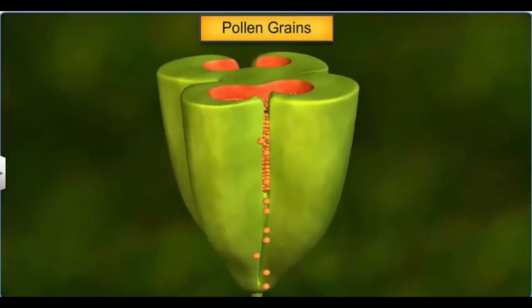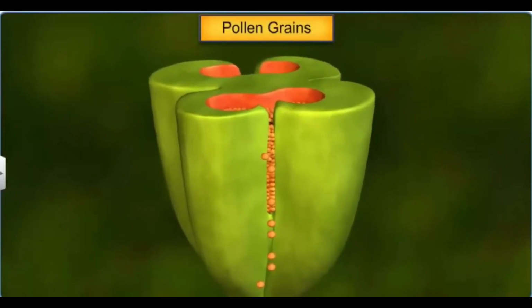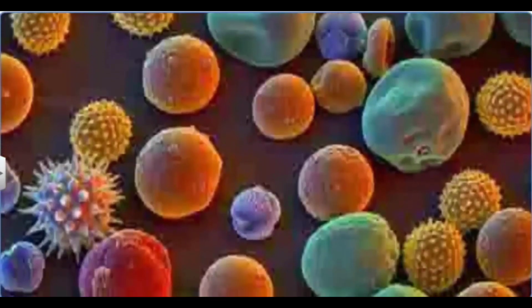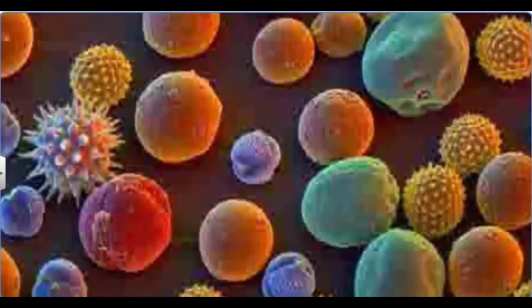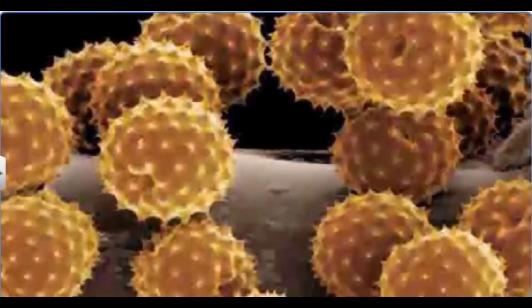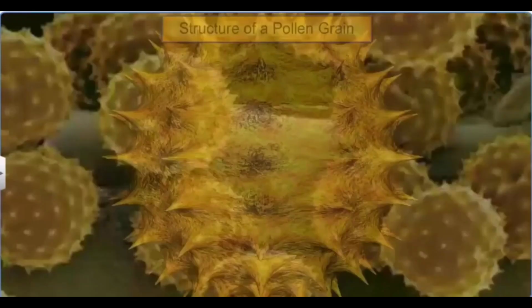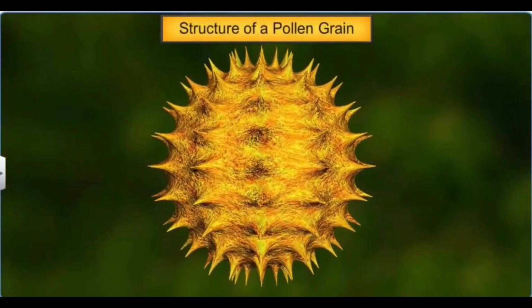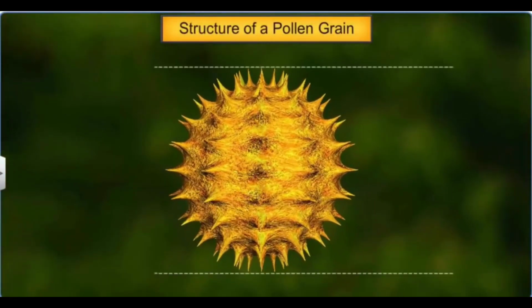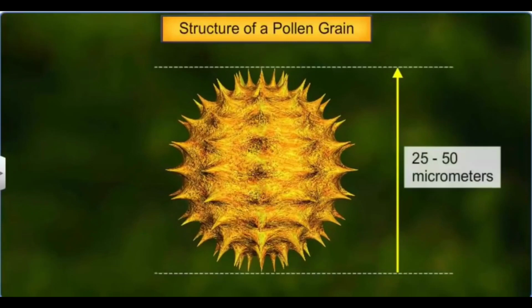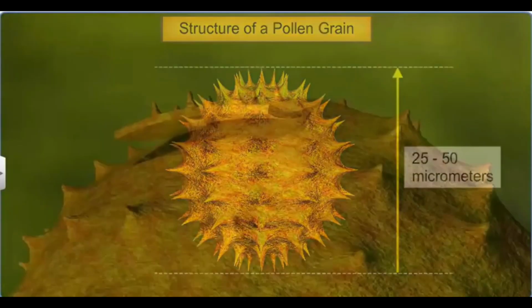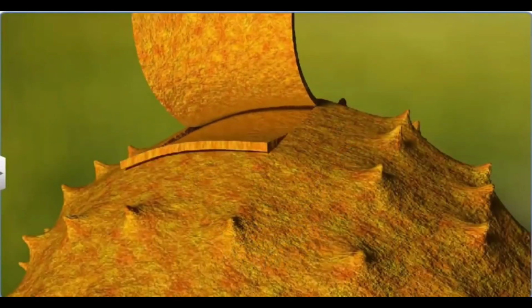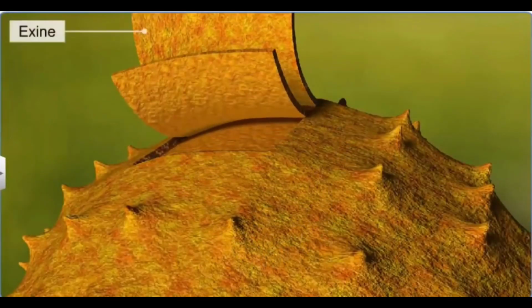Pollen grains, which represent the male gametophyte, come in a wide variety of sizes, shapes, and colors. A typical pollen grain, however, is spherical in shape and has a diameter measuring about 25 to 50 micrometers. It is surrounded by two layers of wall, exine and intine.